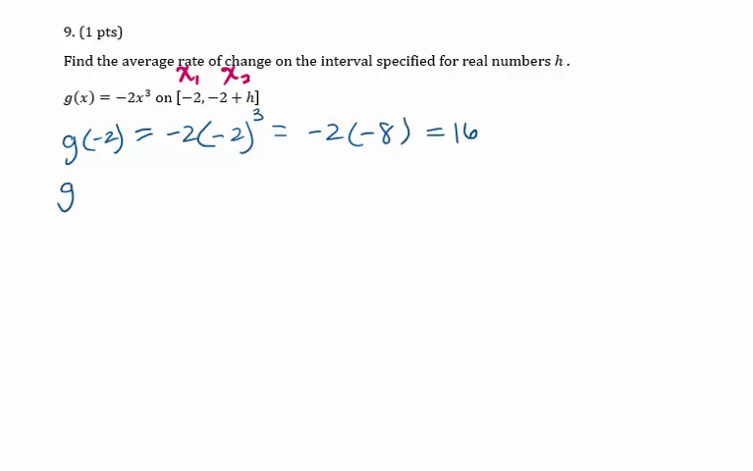And we also want to find g of negative 2 plus h. So that's negative 2 times negative 2 plus h cubed. And we're going to do a little bit of scratch work on the side because I need to cube that binomial.